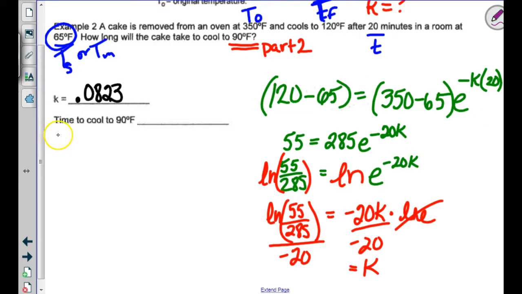Let's go back and do it. What's changing this time? What are we leaving off? We're making our 90 degrees our what? Our final temperature. And what are we looking for this time? The time. Okay, so we're not going to use this 20 anymore, and we're not using this final temperature anymore.